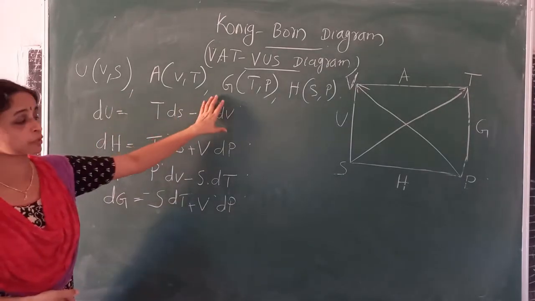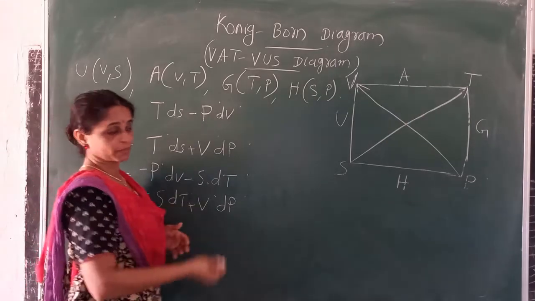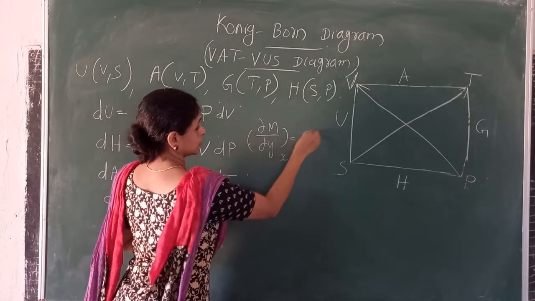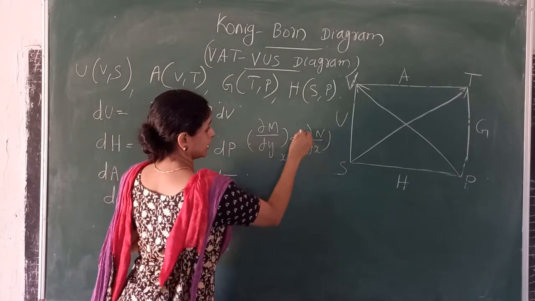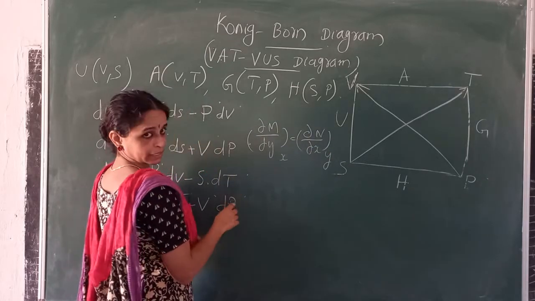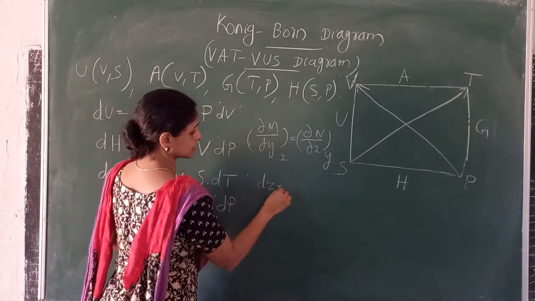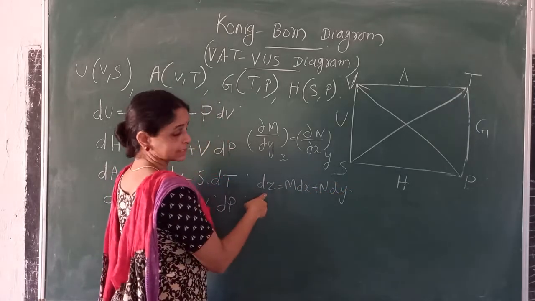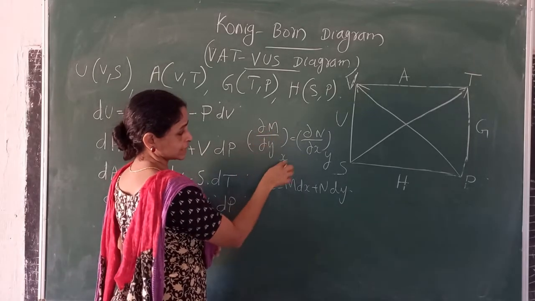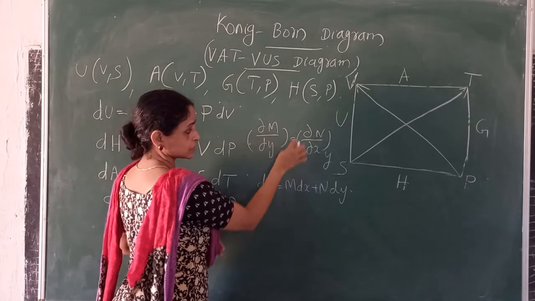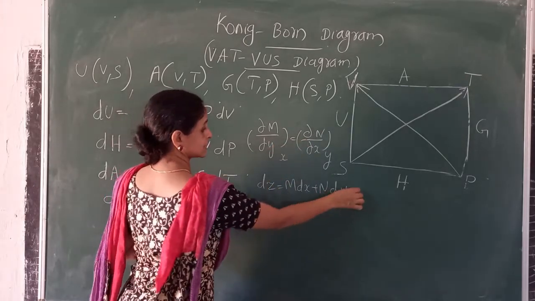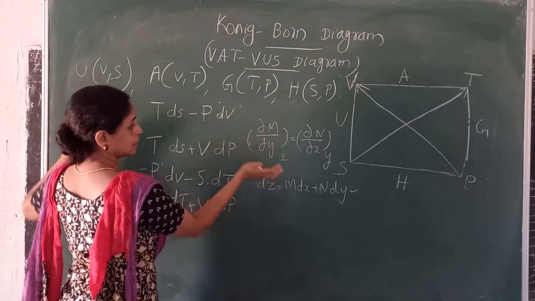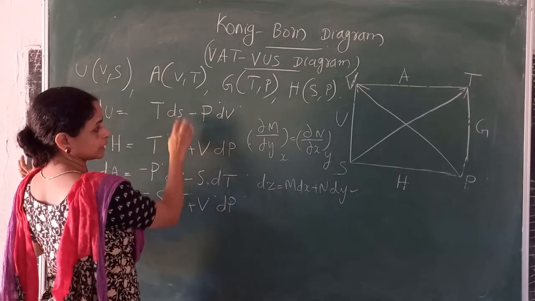Once you obtain these potential relations, you can use the mathematical theorem for dz equal to M dx plus N dy. We get the relation that the partial derivative of M with respect to y at constant x is equal to the partial derivative of N with respect to x at constant y. Using this relation and these equations, we can obtain Maxwell's equation from each of these equations.